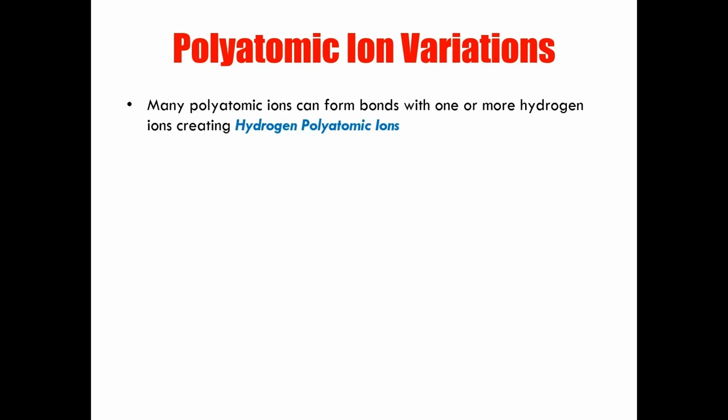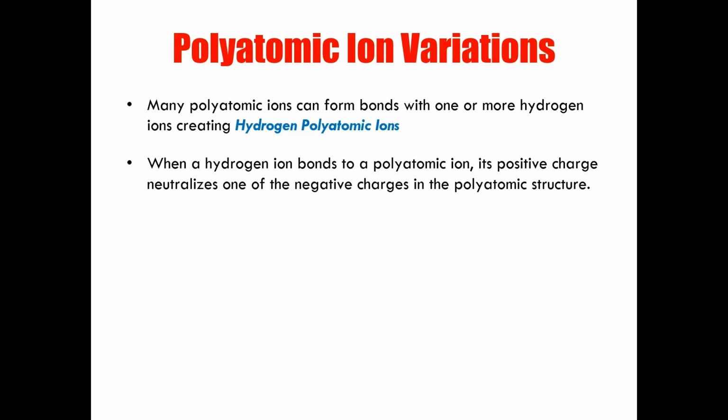One such variation comes from the addition of hydrogen ions to a polyatomic structure. Many polyatomic ions can form bonds with 1 or more hydrogen ions, creating hydrogen polyatomic ions. When a hydrogen ion bonds to a polyatomic ion, its positive charge neutralizes 1 of the negative charges in the polyatomic structure.